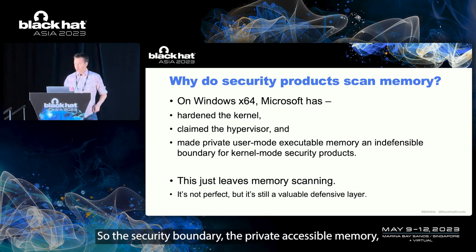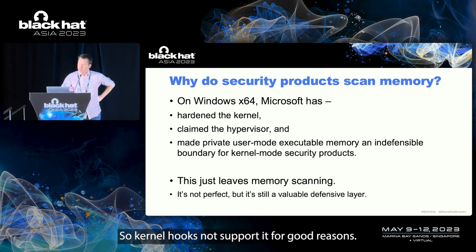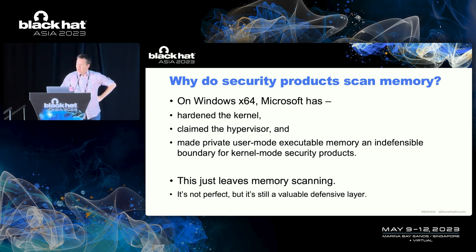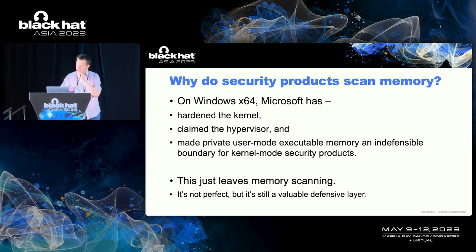So this security boundary for private executable memory cannot be reasonably retrofitted by any security product. So kernel hooks, not supported for good reasons. We want to keep the rootkits out of the kernel. User mode hooks, really, really prevalent. Most products do it, not all, but most. I would argue that given that most security products are already doing it, maybe any performance concerns on hooking are a little bit moot.